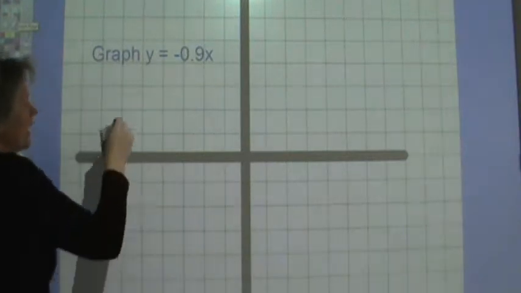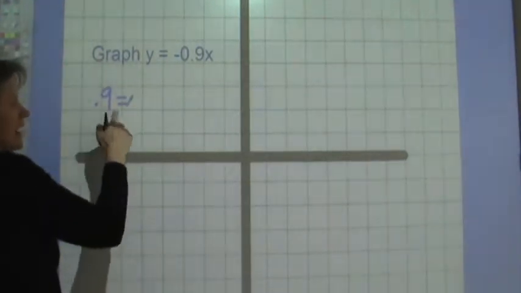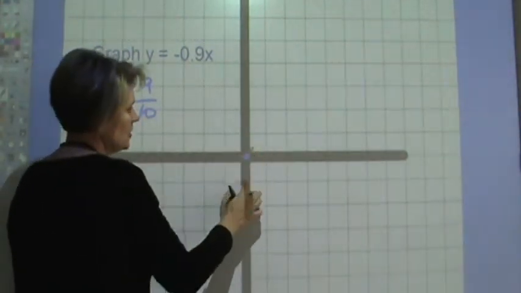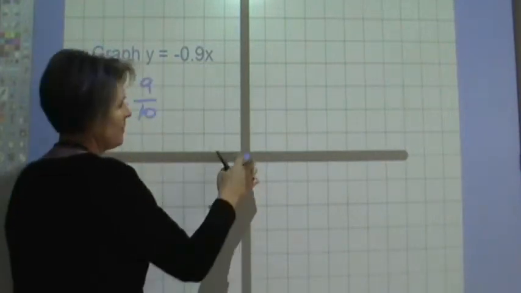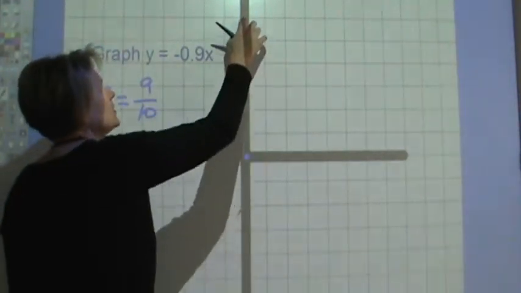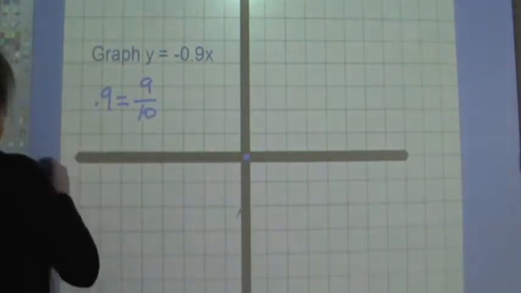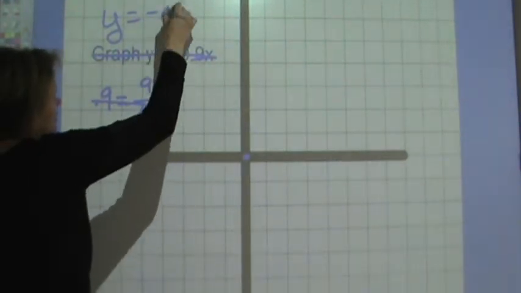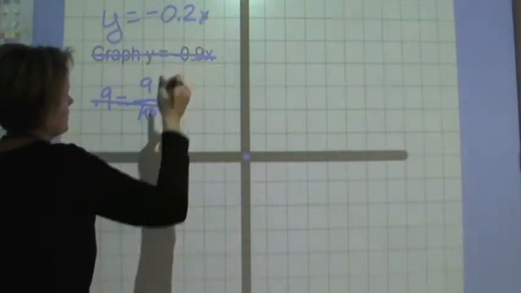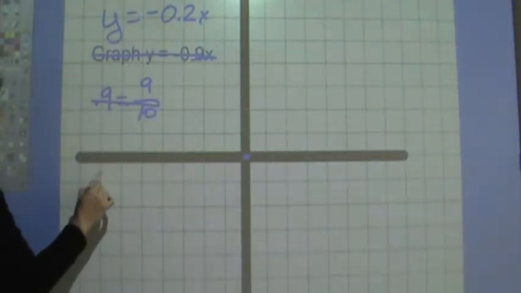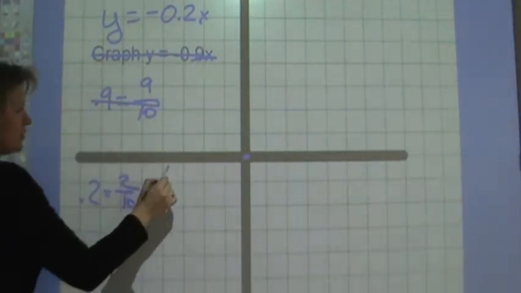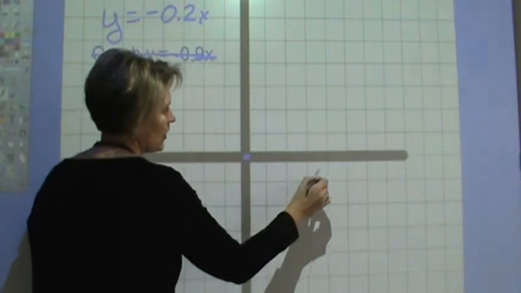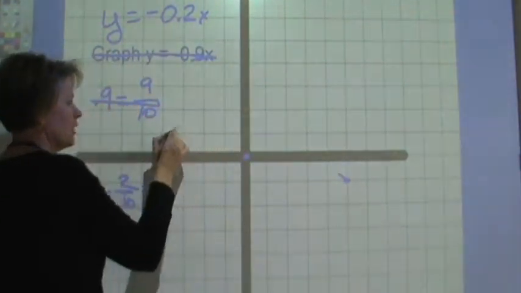So negative 0.9x. 0.9 is read 9/10. Can't go any farther, but it's negative. So 1, 2, 3, 4, 5, 6. Oh, I'm going off my graph, so I'm going to have to go up 9. It's off my graph again. So let's just change that one. Let's make it y equals negative 0.2x. Then it would be 0.2, which is 2/10, which reduces to 1/5. And we said it was negative, so it'd be down 1, 1, 2, 3, 4, 5. Up 1, 1, 2, 3, 4, 5.